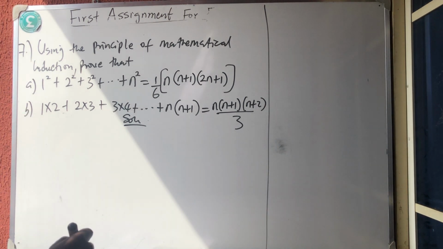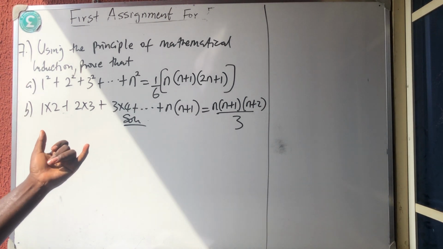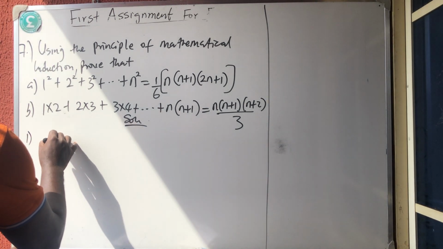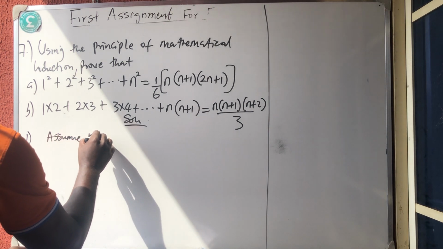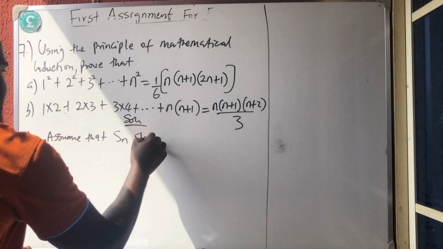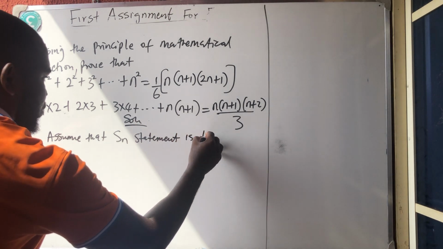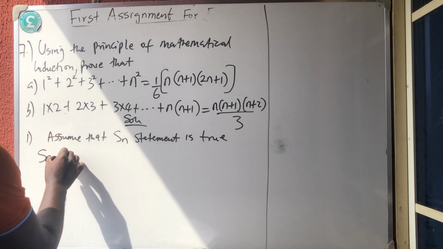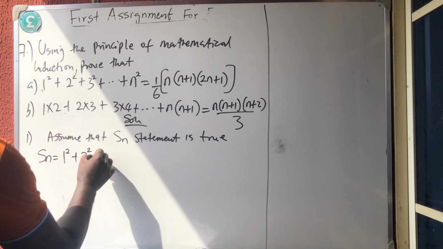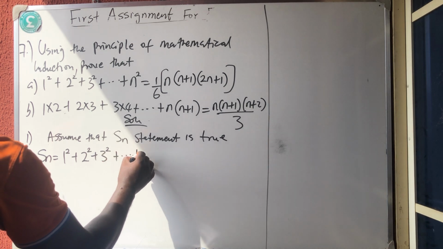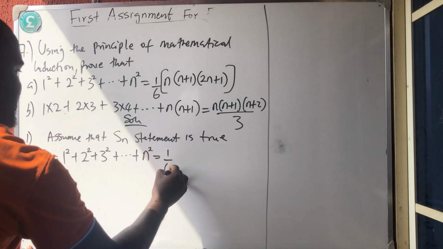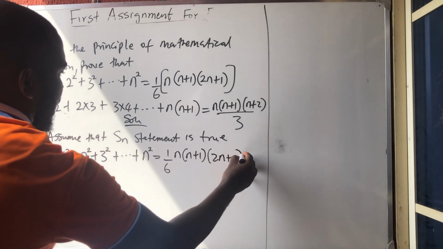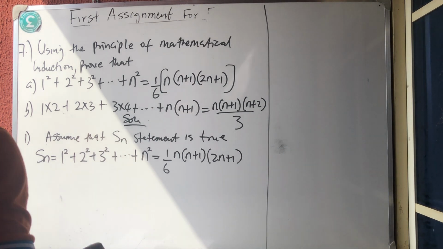Now, in principles of mathematical induction, we need 5 things. The first one is that you assume that Sn statement is true, and it simply means to write down the equation. That's all. Sn is equal to 1 squared plus 2 squared plus 3 squared plus ... plus n squared is equal to 1 over 6 n into n plus 1 into 2n plus 1. I'm done with this. The next one is to prove.